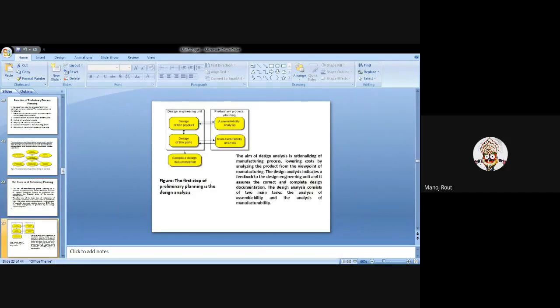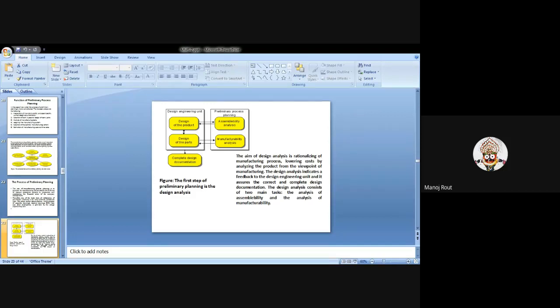If you go to the design department, the first step of preliminary planning is design analysis. As far as design analysis is concerned, the design engineering department provides the design of a particular product and design of parts, then completes the design documentation. In the preliminary process directly connected to the design of the product, there is assembly analysis, and the next one, in the case of design of parts, is manufacturing analysis.